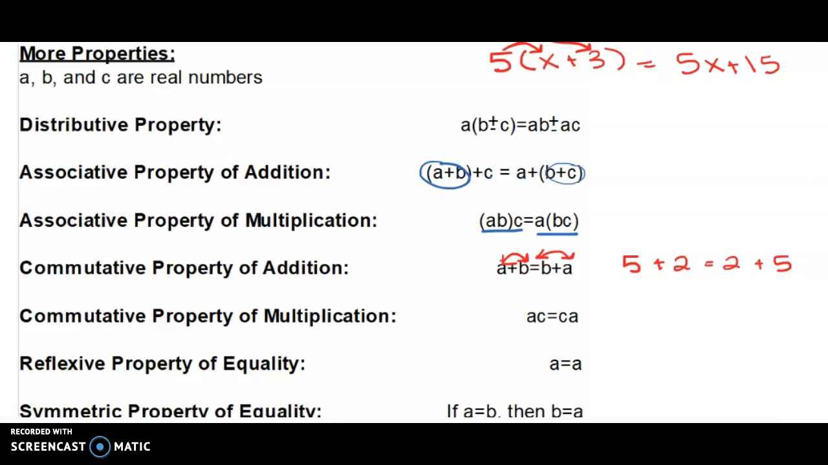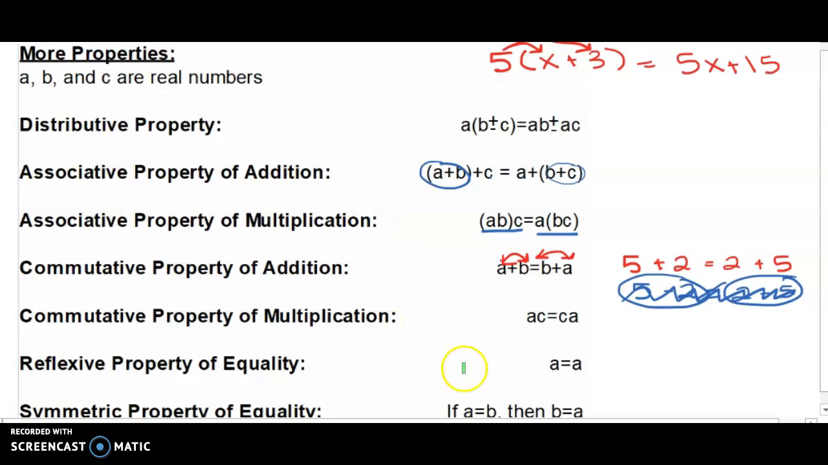Notice there is no commutative property of subtraction. Let's think about this for a minute. If there was a commutative property of subtraction, we'd have 5 minus 2 equals 2 minus 5. Well, this is positive 3, this is negative 3, so they are not equal. That's why there's no commutative property of subtraction. Commutative property of multiplication, we can multiply 2 numbers in any order. A times C equals C times A.